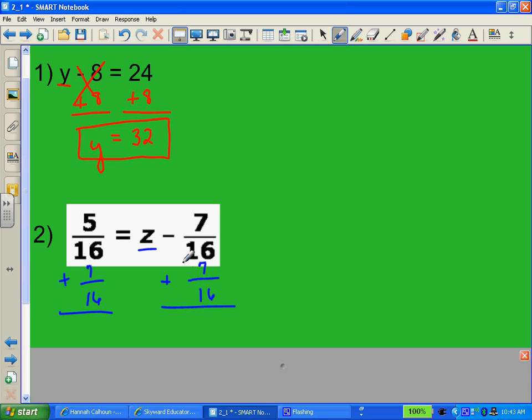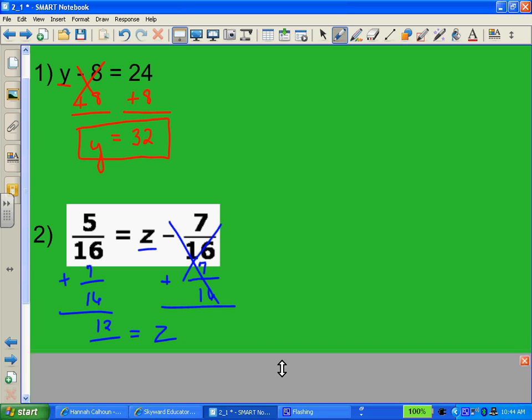Over here, negative 7/16 plus 7/16 is 0. I'm just left with z. And over here, 5/16 plus 7/16, these are fractions, so I have to check for a common denominator. I've got one, so I just have to do 5 plus 7, which is 12/16. I'm running out of room here.